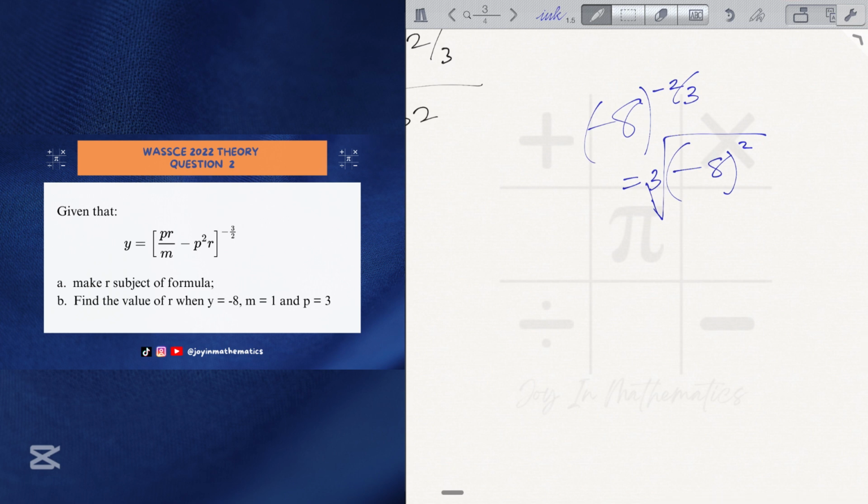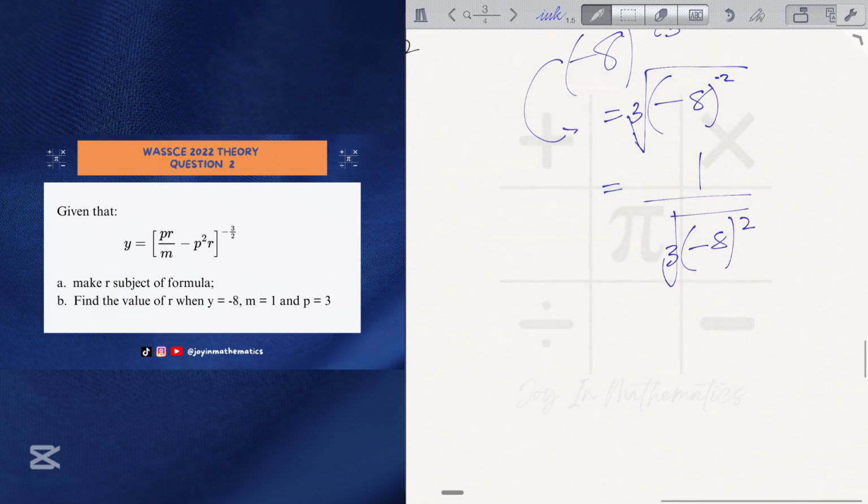So this is the equivalent of this, but then there will be a minus here. The negative sign will mean, according to the law of indices, 1 divided by the third root of minus 8 squared. So in view of that, we can easily simplify. Minus 8 squared is equal to 64.